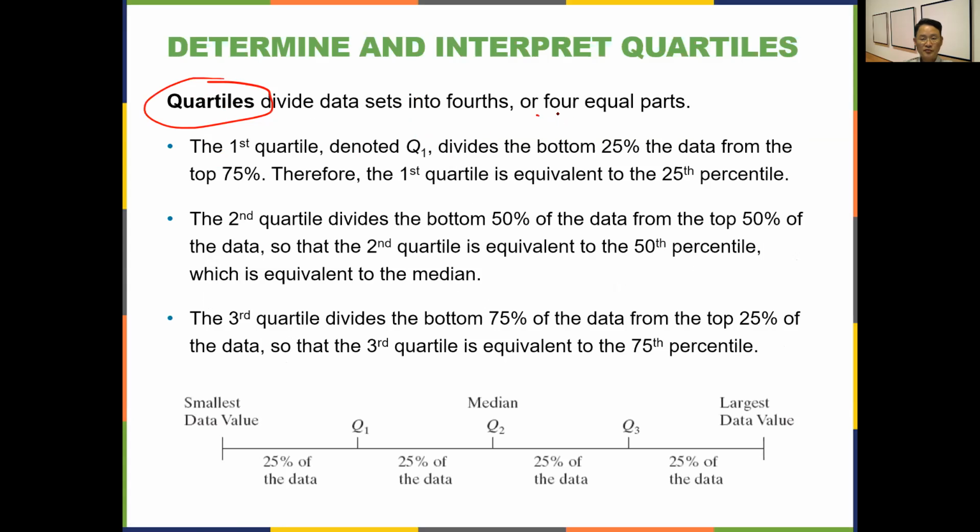cuts that into how many pieces? 4 equal parts. So let's say this is the smallest data value, and this is the largest or highest data value. You cut that right in the middle. That's going to be called Q2, or you can also call that the median. Median really means the middle value of this whole data array. So to figure out the quartile, you really have to put the data in order first, from the smallest to the largest. Once you arrange it from smallest to largest, then you figure out the middle point. That middle point is called the median, or Q2.